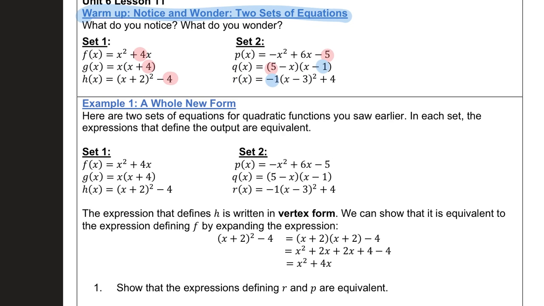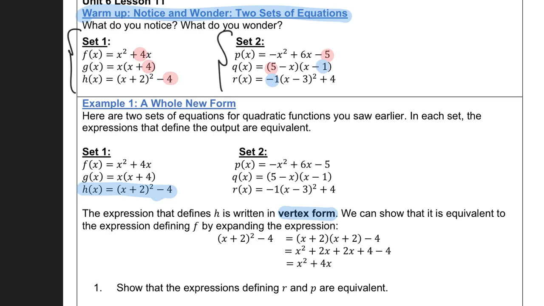So if we look at example 1, we have the two sets of equations from our warm-up, set 1 and set 2, and they define the output. They're equivalent equations, so they're just written in different forms. The expression that defines function h, this one here, is in vertex form. We can show that it's equivalent to the expression defining f by expanding the expression.